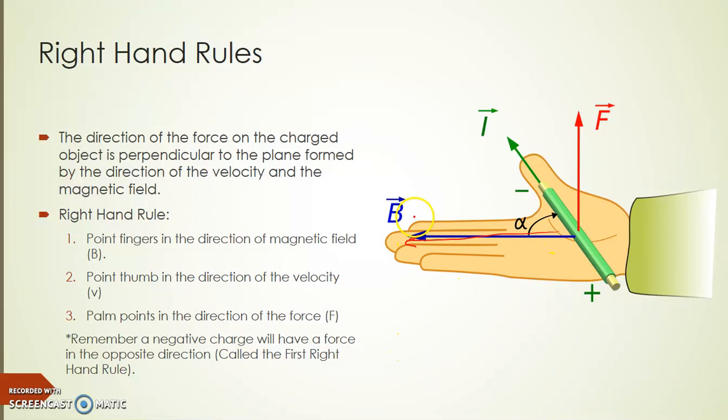Then you're going to point your thumb in the direction of the velocity, which we have in the green arrow. And then your palm is going to point in the direction of the force. So we have this perpendicular here. Remember, a negative charge will have a force in the opposite direction. This is called the first right-hand rule.